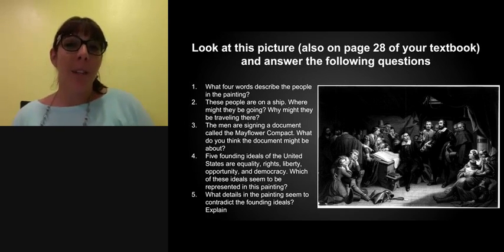The men are signing a document in this picture. It's called the Mayflower Compact. What do you think the document might be about? So what is this document that they're signing?